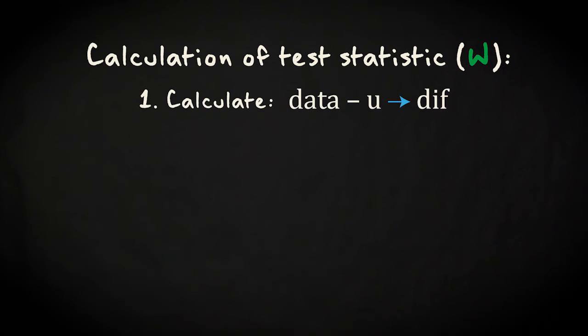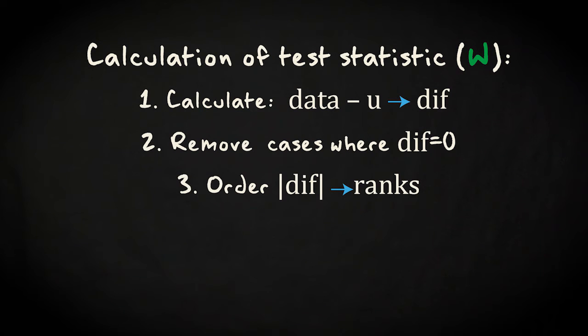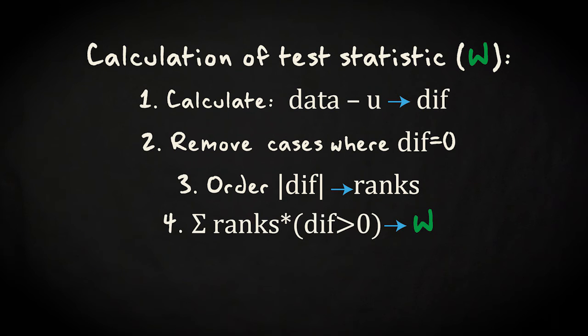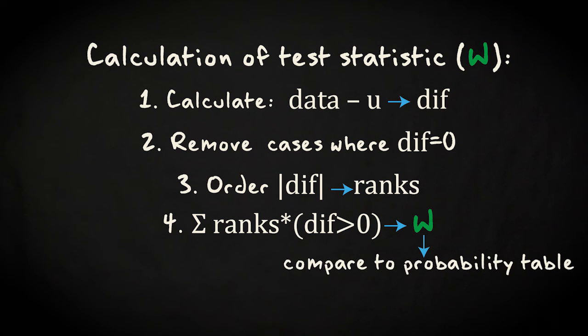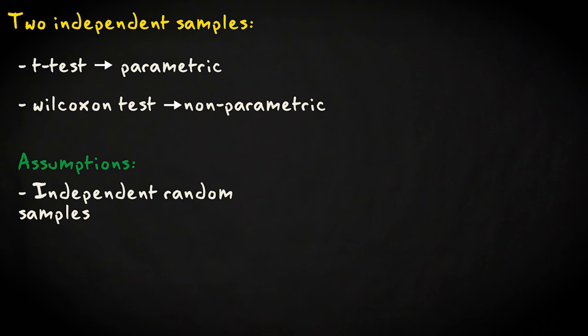First, the differences between the data and the theoretical median are calculated. Second, cases with a difference of 0 are removed. Third, the remaining data are ordered according to the absolute values of the differences. And fourth, the ranks for the positive differences are summed. This test statistic is compared to tabulated values. A special case occurs when you have paired data. In that case, the data values per pair are subtracted and then treated as a one-sample test against a median of 0.